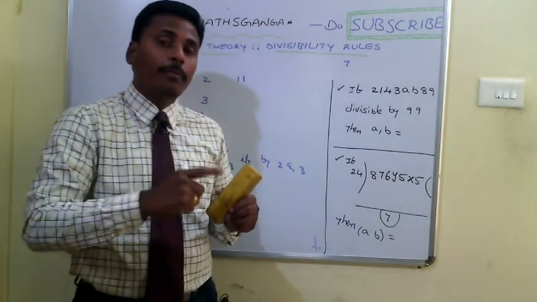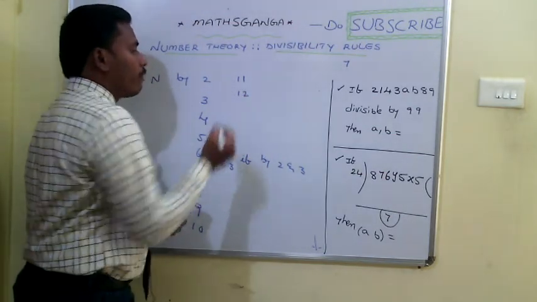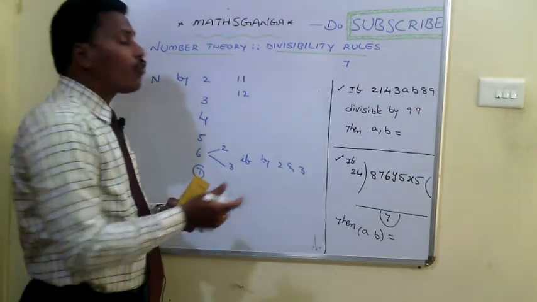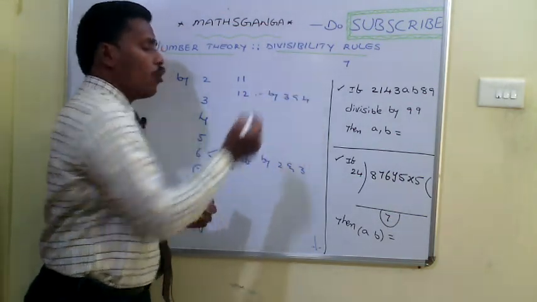Okay, we have certain examples along with the statement in the previous videos. And coming to the next number, 12. A number is divisible by 12 if it is divisible by 3 and 4.